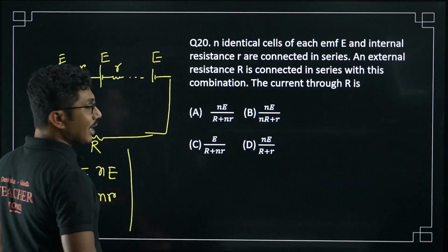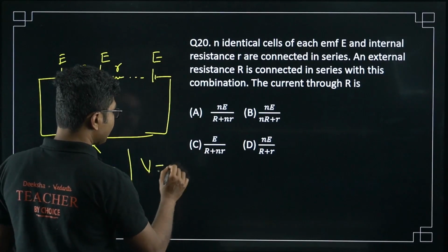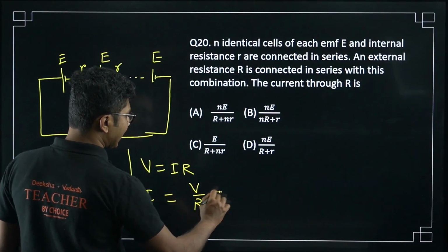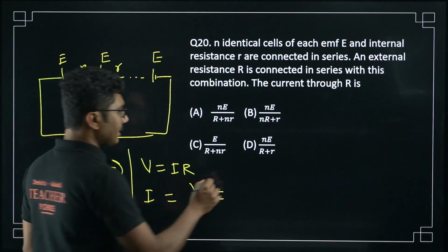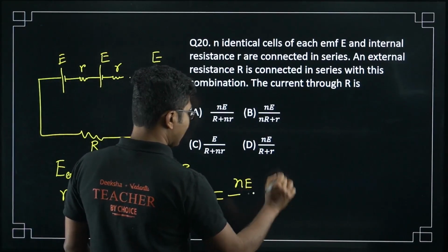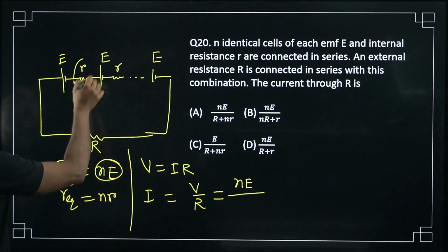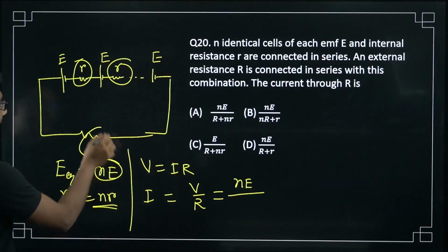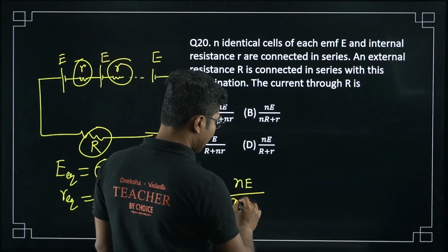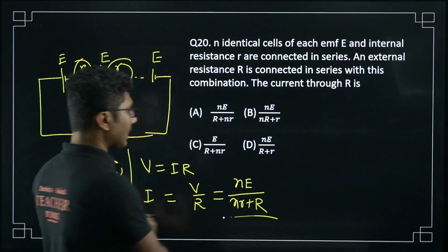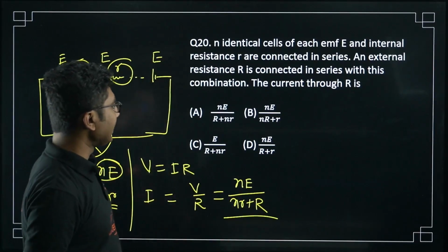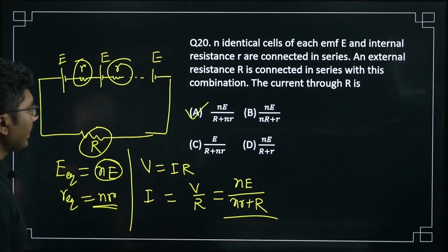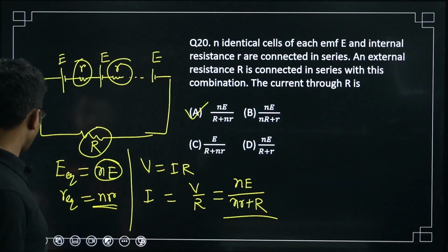Now we have to apply Ohm's law. Ohm's law says that V is equal to IR, so I will be V by R. In this case V is this one, the total EMF. And the resistance is the entire sum of all the small resistances, that is this, plus the external resistance, that is Nr plus R. So current is basically NE divided by Nr plus R. So this is the correct answer, option E. Okay, let's move on.